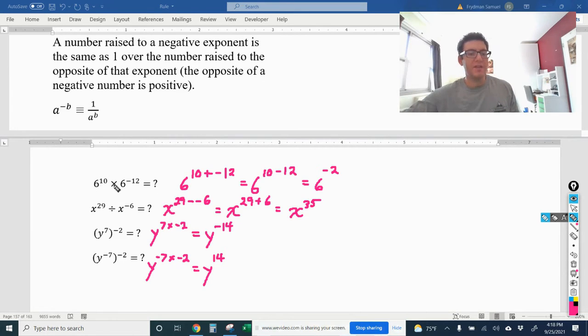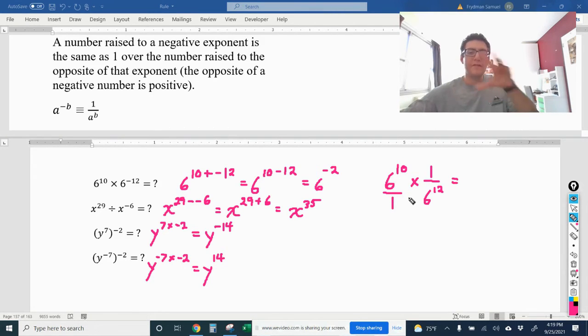So 6 to the 10th times 6 to the negative 12th would be like 6 to the 10th times 1 over 6 to the positive 12th. Now we're multiplying a fraction times a whole number. So just using your rules for fractions, this is the same as 6 to the 10th over 1.